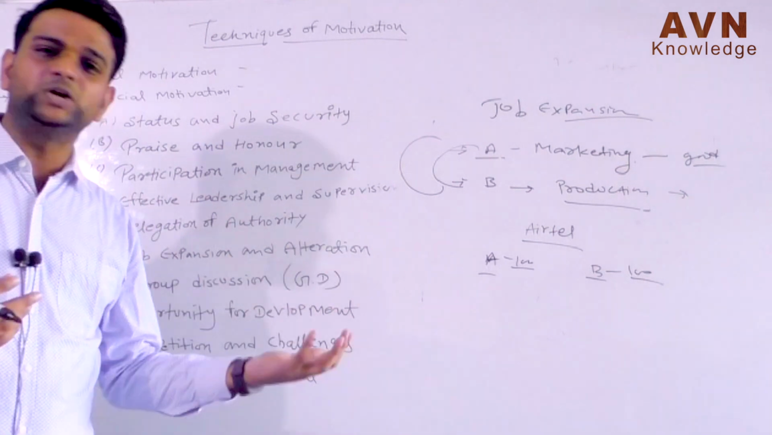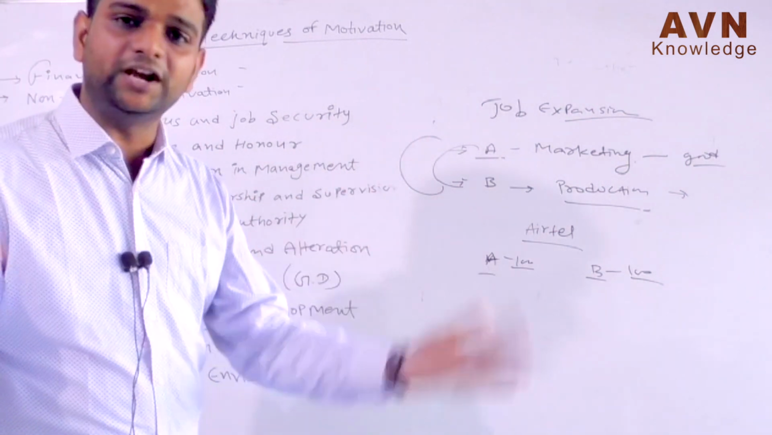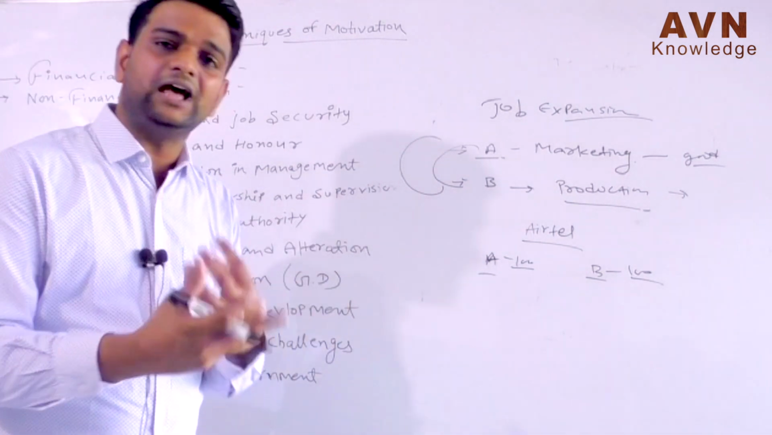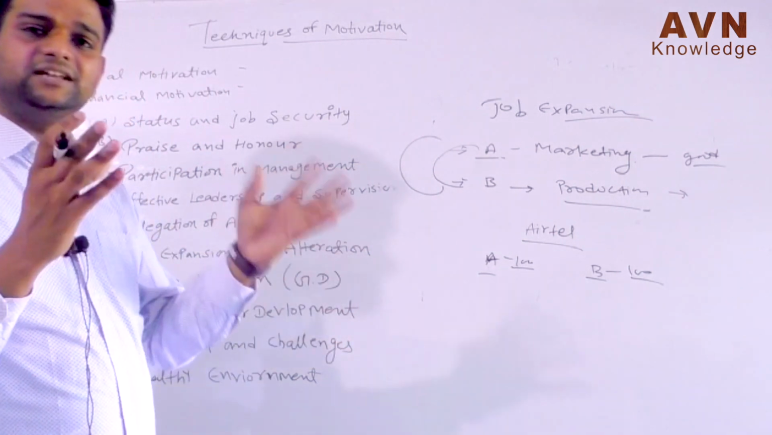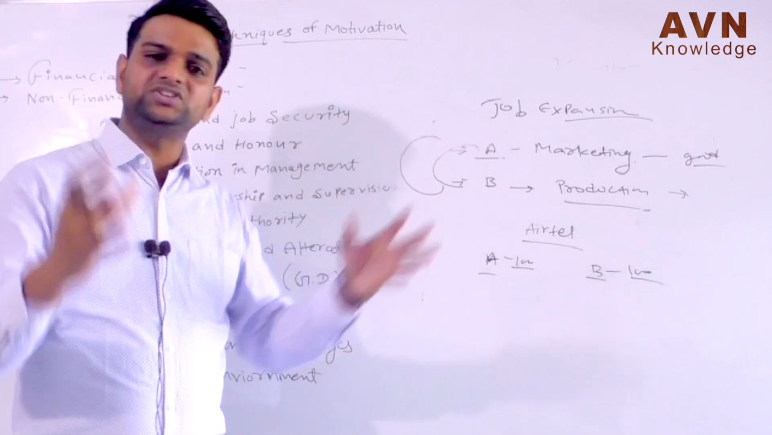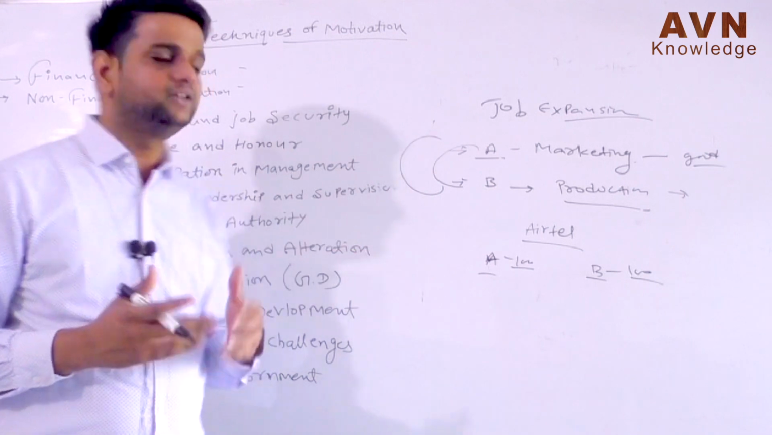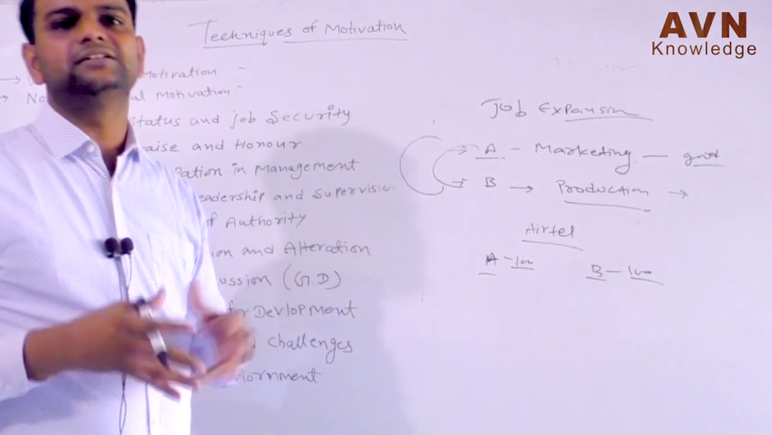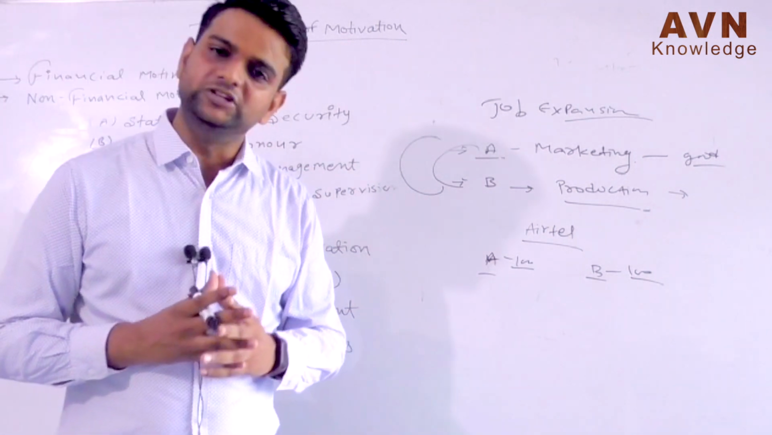Opportunity for development: I told you about different kinds of opportunities, like different kinds of training you provide your employees so that they can grow in their professional and personal career. I told you about competition and challenges: you should have some kind of competition or challenge in your organization or factory so that they can feel motivated. And one more thing, healthy environment. The place where they are working should be healthy so that they can feel motivated.